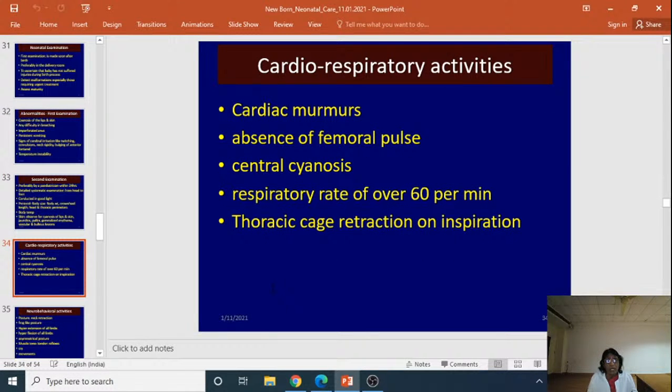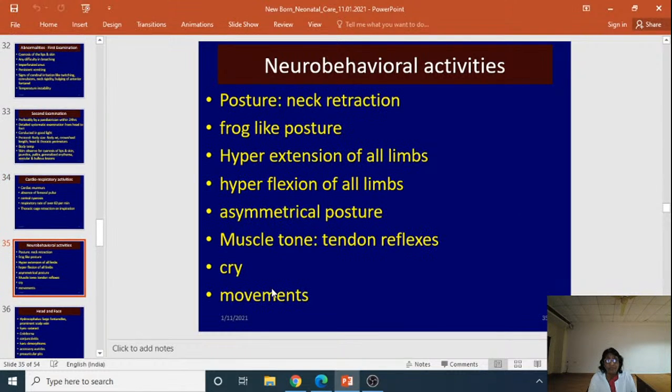Then coming to cardiorespiratory activities, he has to check for the murmurs, whether there are any cardiac murmurs. Then feel for the femoral pulse, look for the respiratory rate and retraction during inspiration.